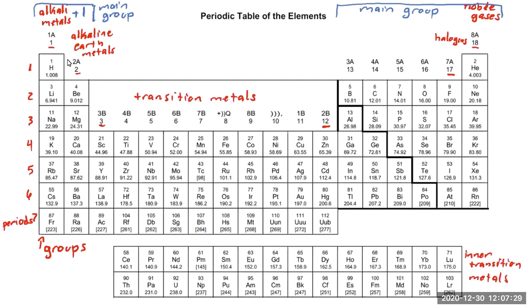Same thing with everything in group 2. They're going to lose 2 electrons in order to become a +2 charge. So they'll have the same number of electrons as their nearest noble gas. If we look at calcium, calcium loses 2 electrons. It goes from having 20 electrons to 18, same as argon. So everything in group 2 will form a +2 charge. The transition metals are a lot less predictable in this fashion.